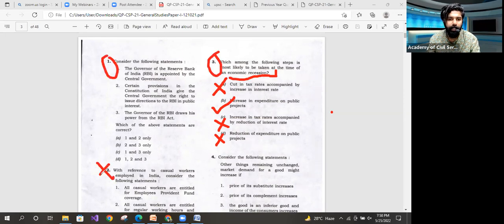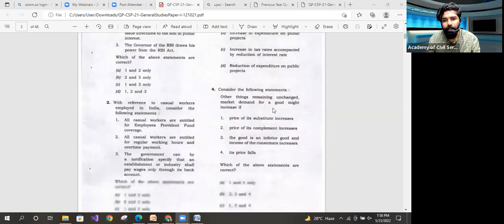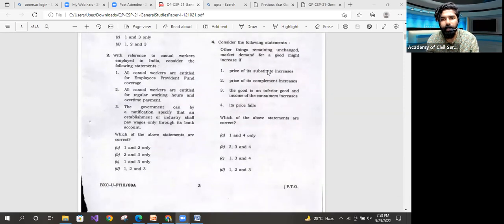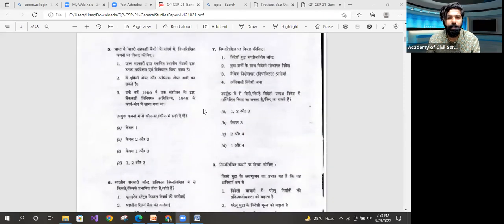This one I didn't attempt in the first round. I'm going again to the next questions. Other things are remaining unchanged. Market demand of the good might. I don't know what that is.